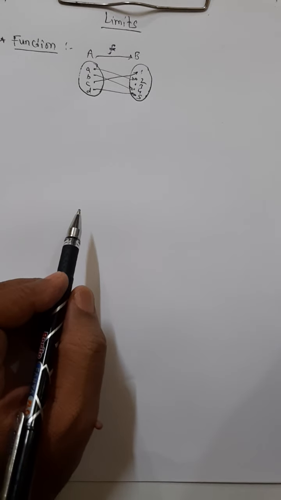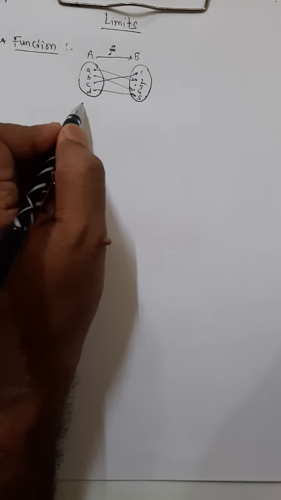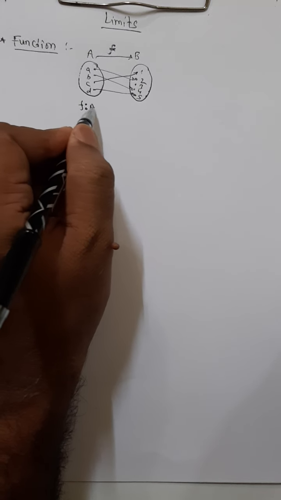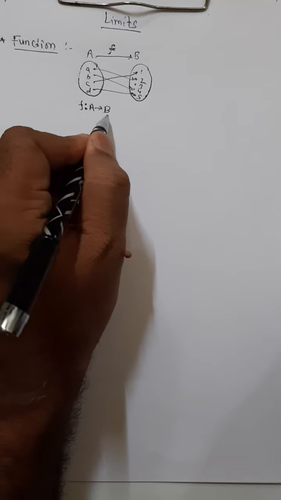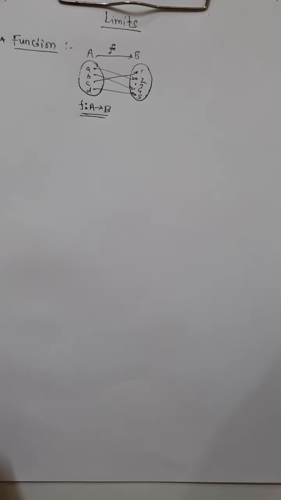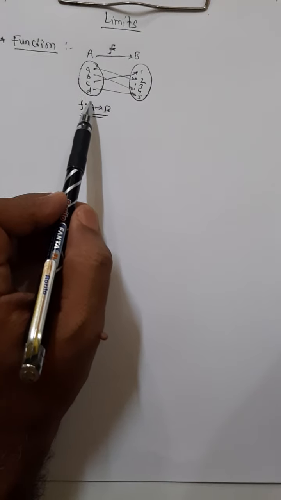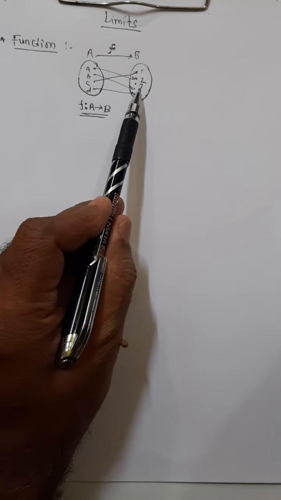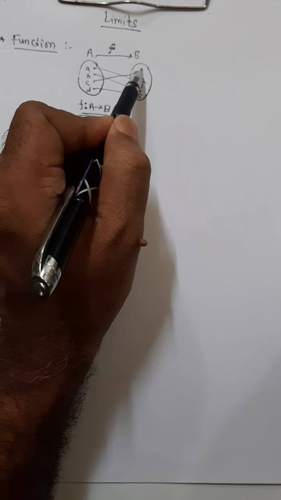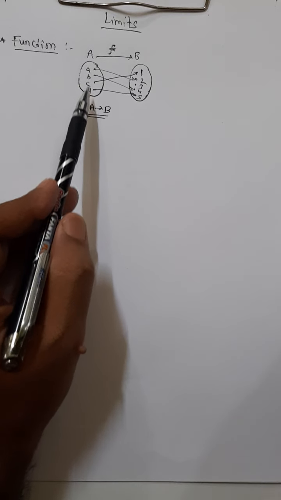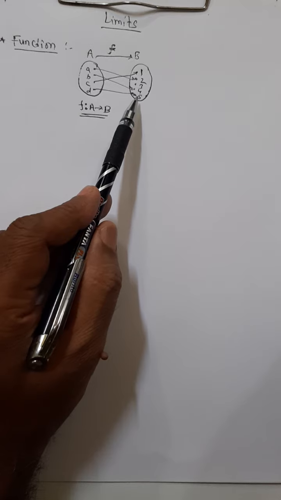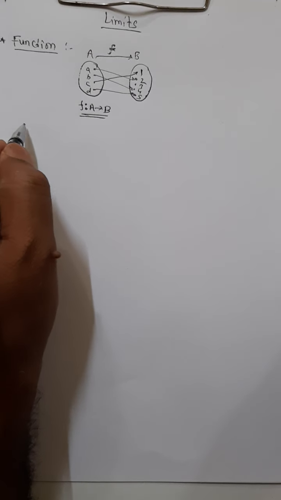Then we say that f is a function from set A to B, and we denote it symbolically like this: f colon A arrow B. We read it as f is a function from set A to set B. Note that there is no element in set A which is not related with B; that is the condition. That means each and every element of set A must relate with only one or unique element of set B. That is the condition.